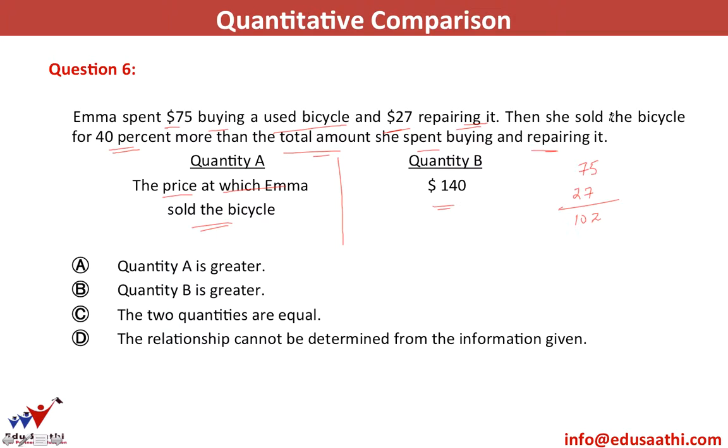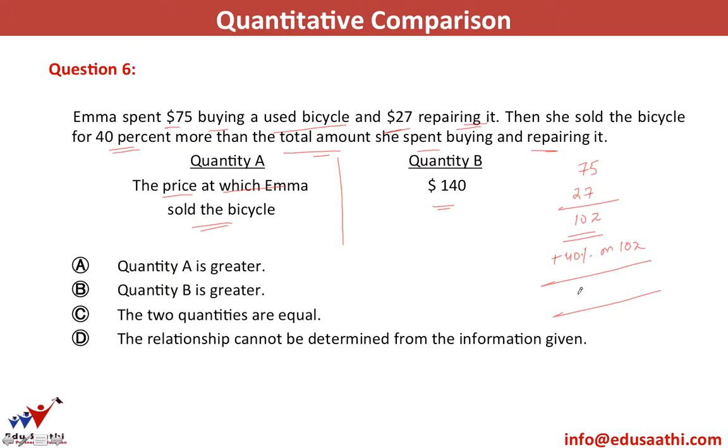Then she sold the bicycle at 40% more than the total amount she spent on buying. So this is the price plus a 40% increment on this price is what she ended up spending.